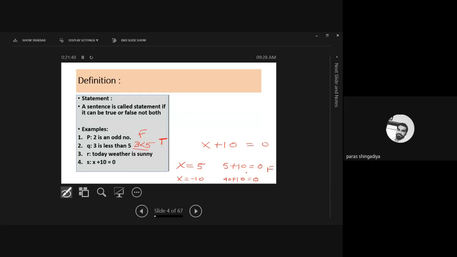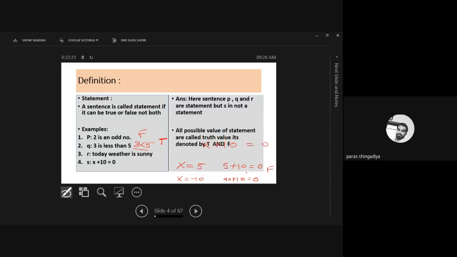So what does it mean? For the value of the x, it has both outputs. Clear? So here we cannot consider it a statement. When you put x equal to 5, it has a 0 answer, a false answer. And when you put x equal to -10, it has a true answer. So it has both answers depending on the value of x. So therefore it is not a statement. Clear?